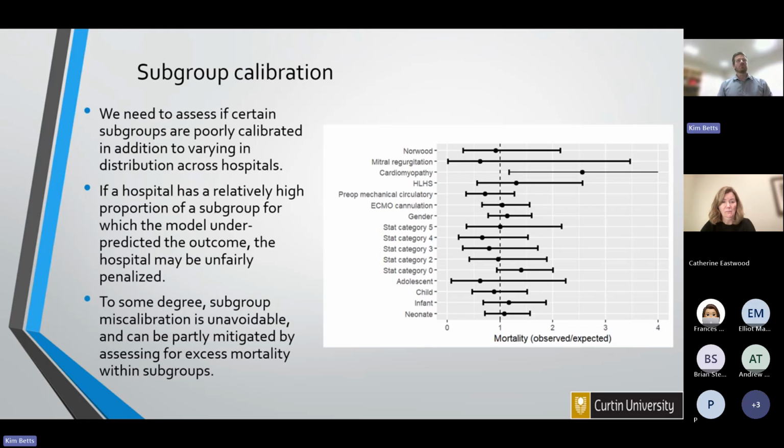Now, if we look at this chart, we can see that cardiomyopathy actually has an observed over expected ratio of 2.5 times. What this means is that patients with cardiomyopathy are actually 2.5 times more likely to die than the model thinks that they are. Okay, so there's a potential here that if these patients, for some reason or another, end up at one hospital, the risk of death in patients at that hospital is being unfairly under predicted.